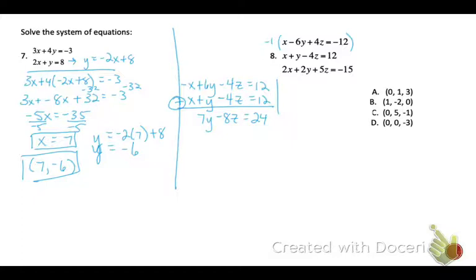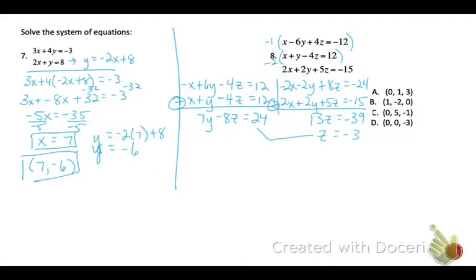Now we're going to group the second and the third equation together. I need to eliminate my x's, so I'm going to multiply my second equation by negative 2. So I get negative 2x minus 2y plus 8z equals negative 24. So watch your positives and negatives. It's very easy to make a mistake. Rewrite that third equation, draw your line, and add. X's eliminate and y's will eliminate. We'll get 13z equals negative 39. Solve for z, and that is negative 3.